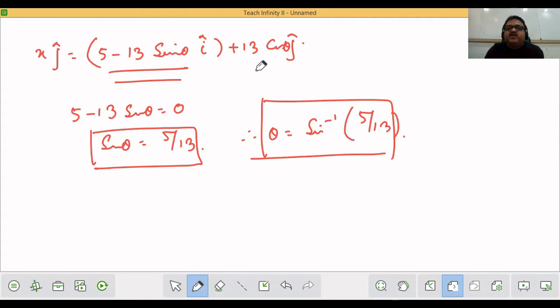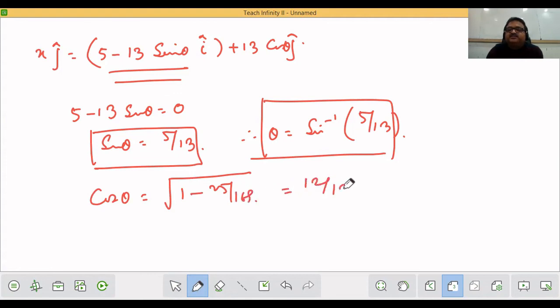Now you can find the magnitude from this also. What is the magnitude? 13 cos theta, correct? What is the value of cos theta? Cos theta is equal to root over 1 minus sine square theta, that means root of 1 minus 25 by 169, that is 12 by 13. Clear? So what is the value of x? x equals 13 cos theta, that is 12 kilometer per hour. So this is the answer.